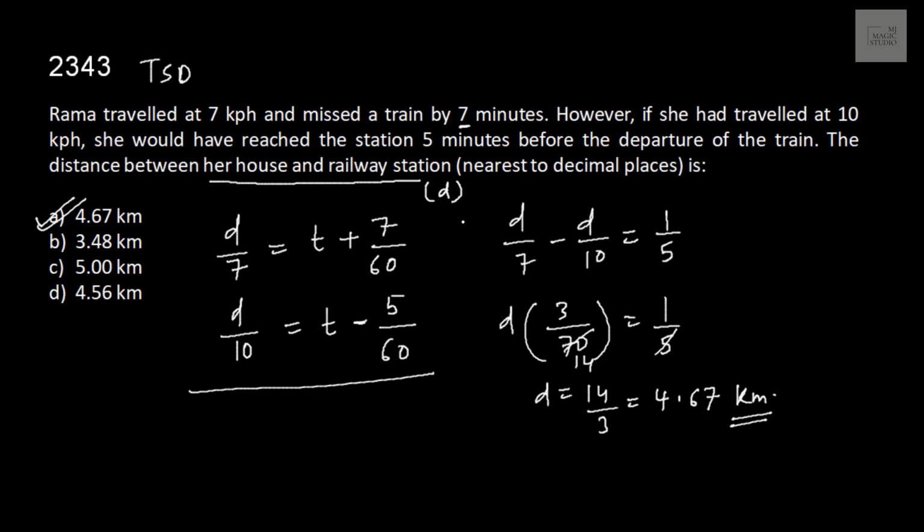The most classical question that can be asked in time, speed and distance. The distance between the house and the railway station is 4.67 kilometers. Option A fits in.